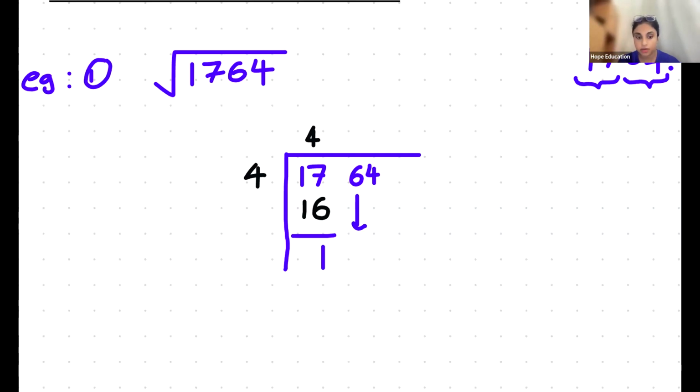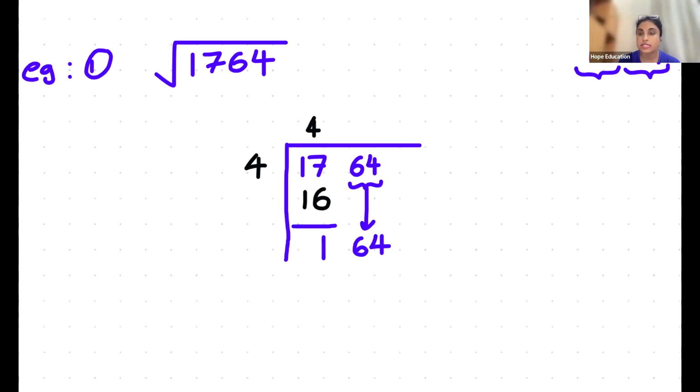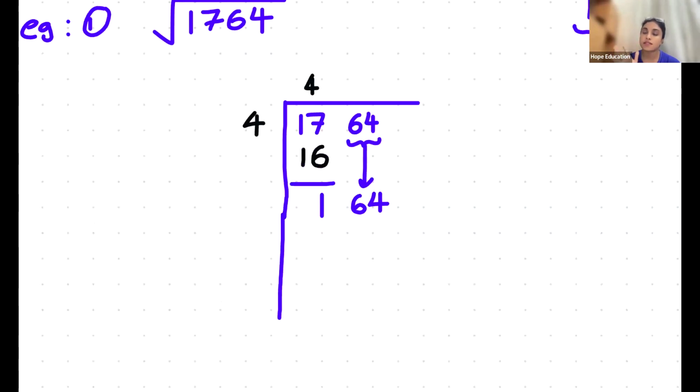If it was normal division, I'd bring one number down. But in this method, I'm going to bring this entire pair down, the 64. I bring the whole pair down, and then I extend my division sign. Up to that point, is it clear? Others?